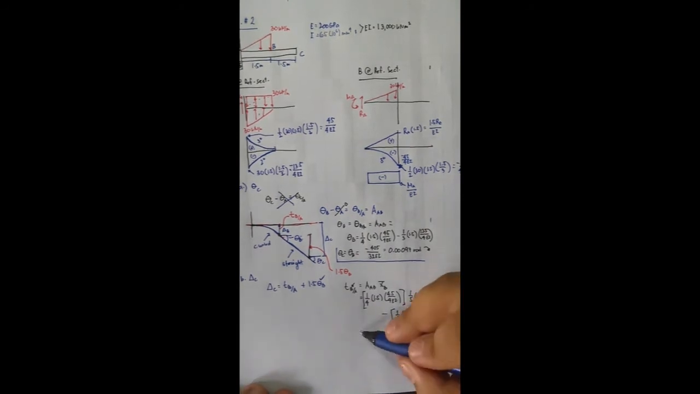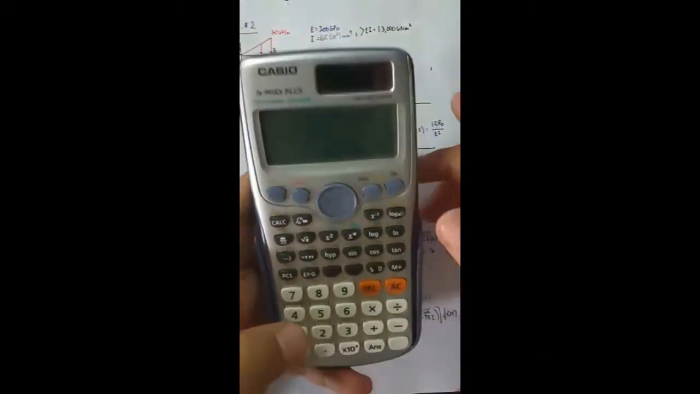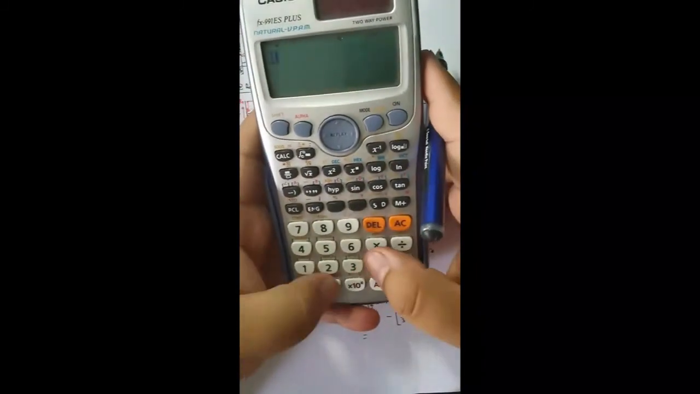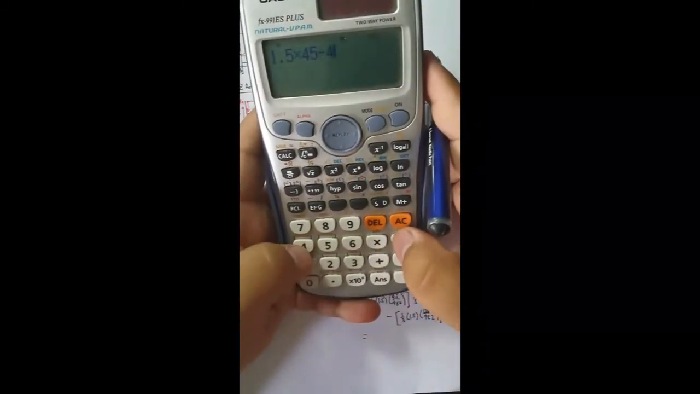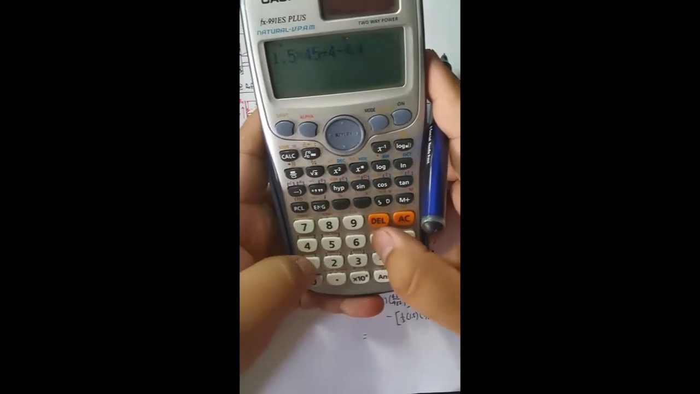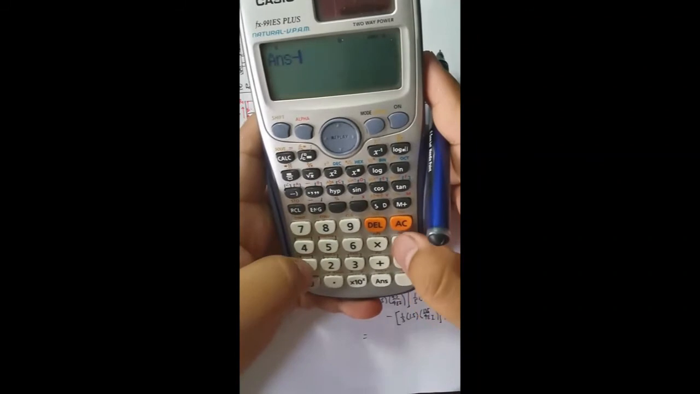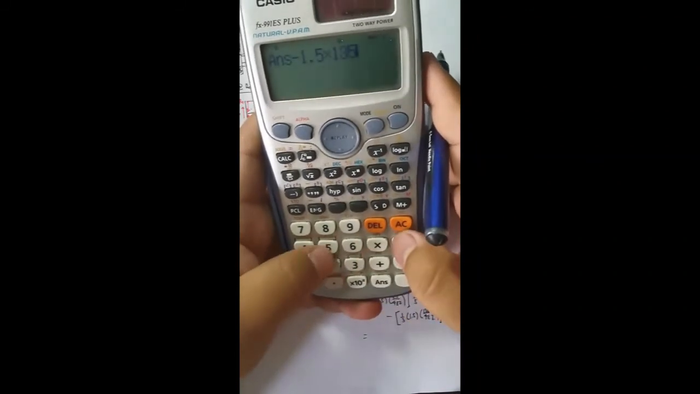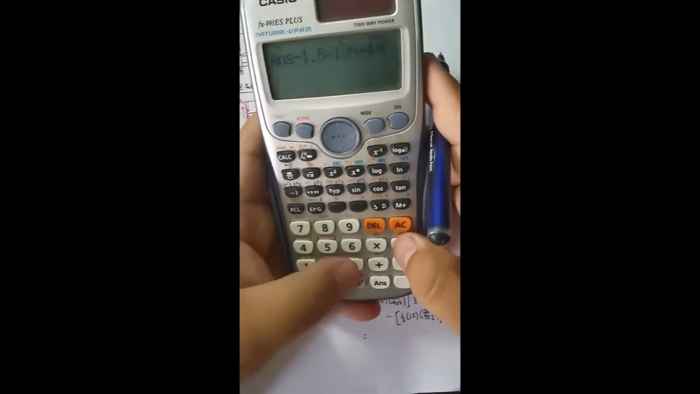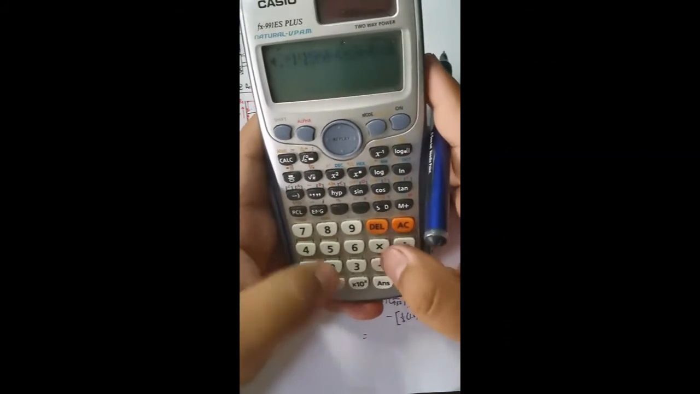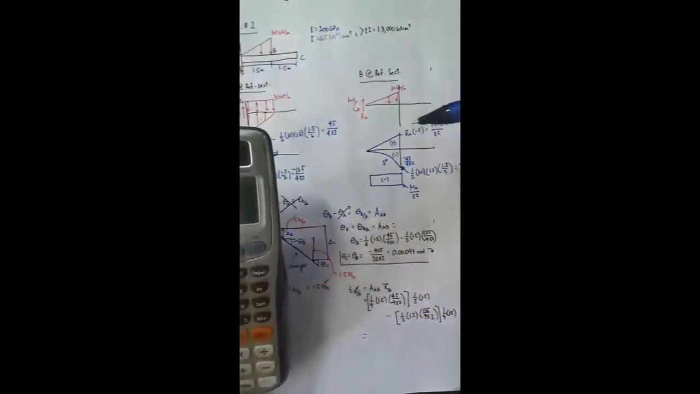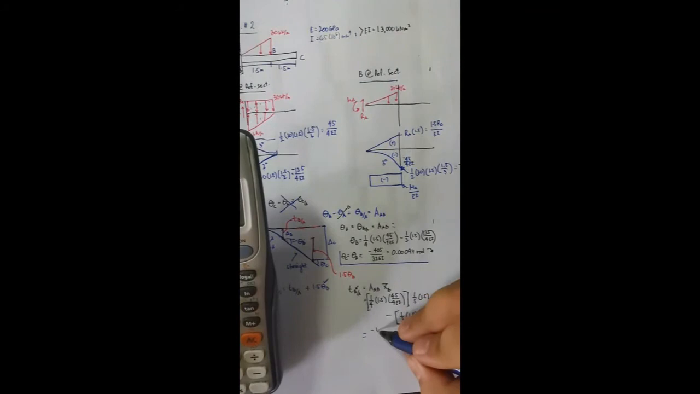So you compute this one, TB with respect to A. So computein lang po natin siya. 1.5 times 45 over 4 over 4 times 1.5 over 5 minus 1.5 times 135 over 4 over 3 over 4 times 1.5. Yeah, negative 81 over 16.